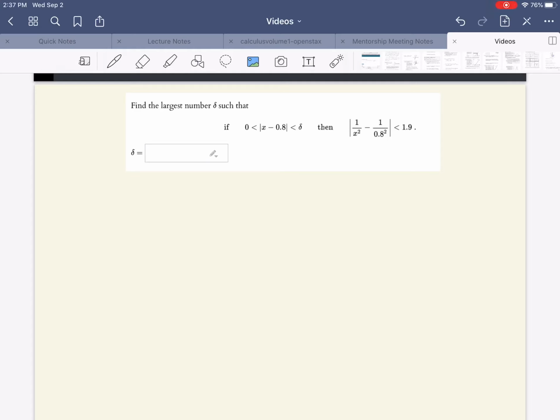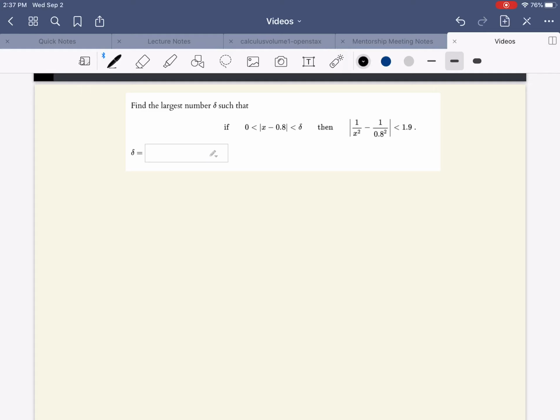So I want to talk to you about this homework problem because I think it's a little bit tricky. Okay, so the idea here is that we want to find the delta so that if x is within delta of 0.8, then when we plug it into this function 1 over x squared, that result will be within 1.9 of the actual limit itself.